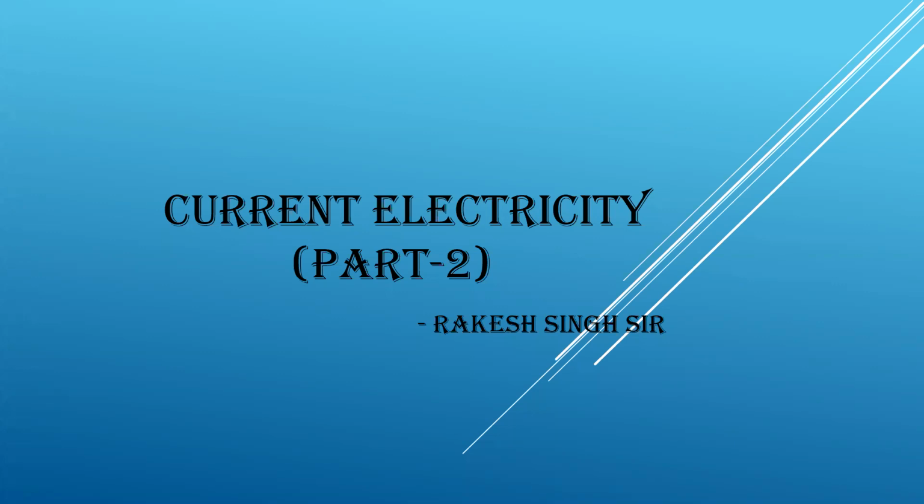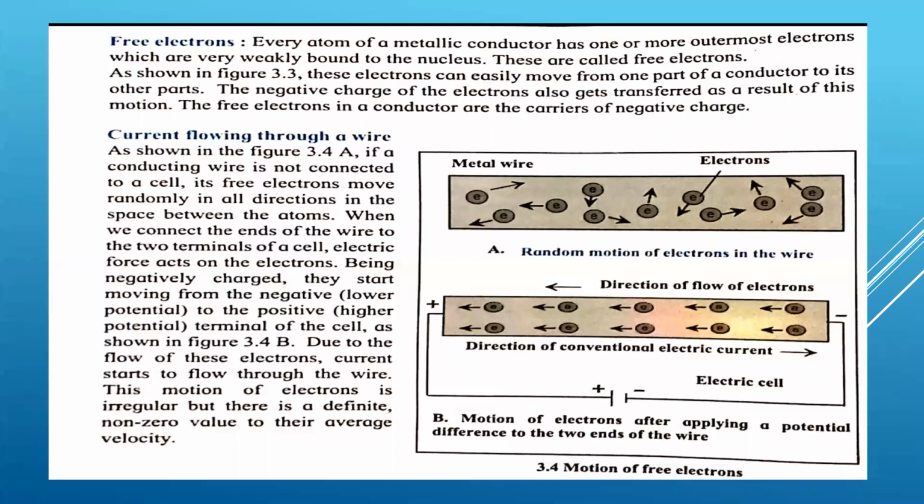I will continue with the same chapter, that is current electricity. Today, I will cover a few topics from this chapter, that is free electrons, current flowing through a wire, electric current, Ohm's law, and resistance and resistivity of a conductor.